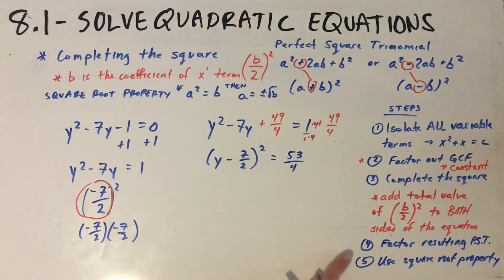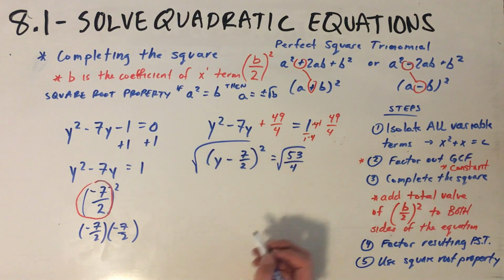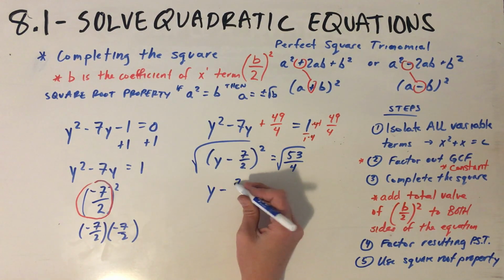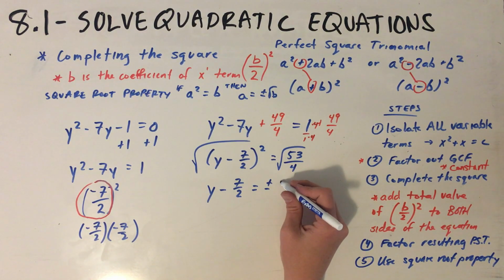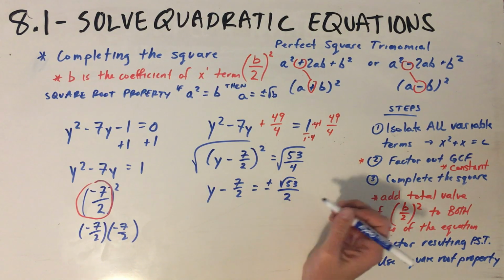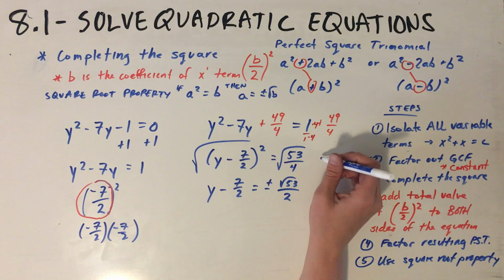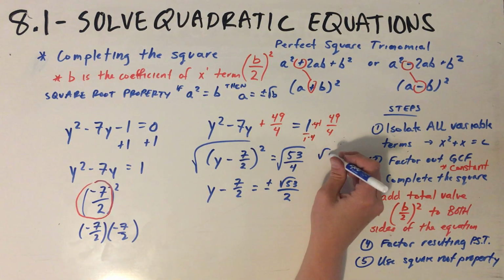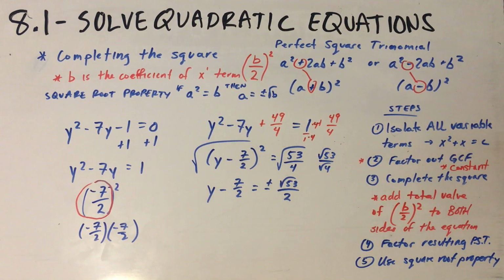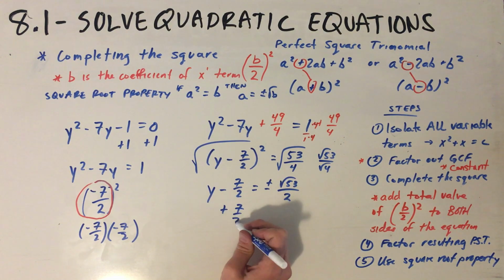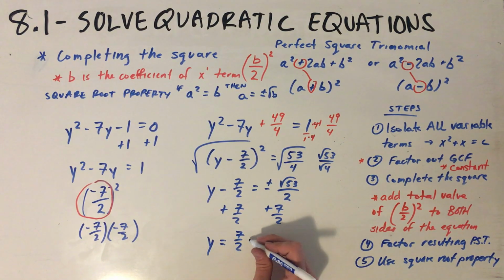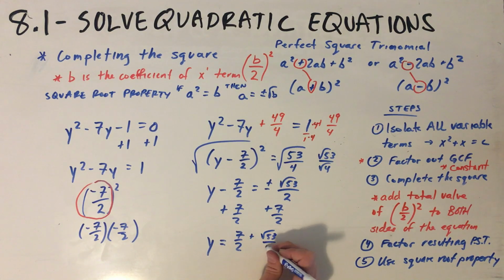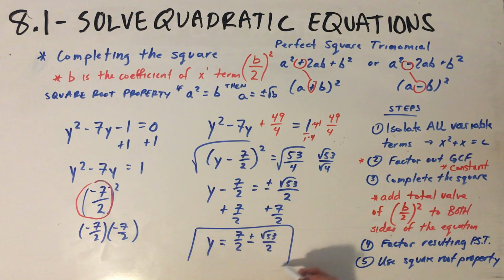Now that I've factored this perfect square trinomial, I'm going to use the square root property and take the square root of both sides. I have y minus 7 over 2. And this is going to be equal to the plus minus square root 53 over 2. Again, 53 is prime, I think, yeah. And so this is the square root of 53 over the square root of 4. Well, the square root of 4 is just 2. So we're going to leave it like this. Now I'm going to add 7 halves to both sides, and we'll get that our values here are 7 halves plus the square root of 53 over 2, and 7 halves minus the square root of 53 over 2. Pretty crazy, but there you go.